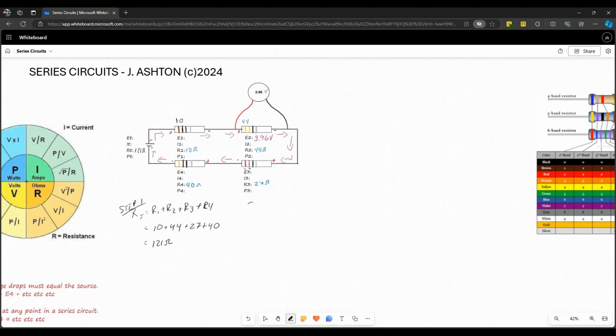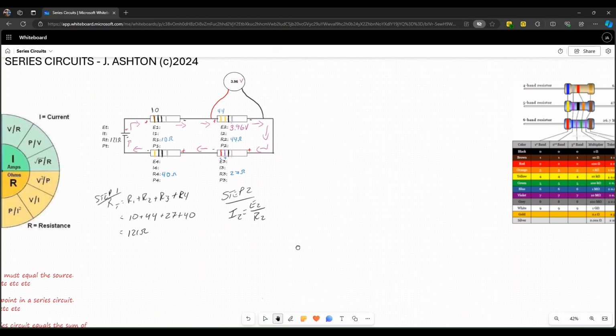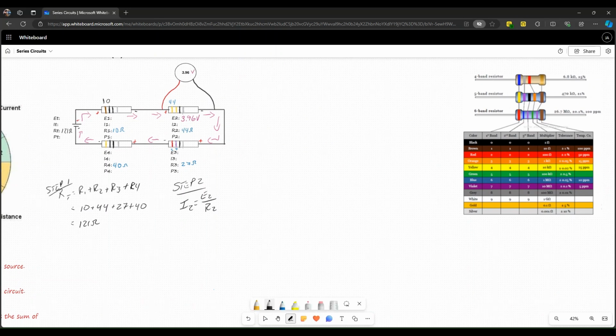So step 2 for me is going to be, let's find I2. The current at resistor 2 is going to be equal to the voltage at R2 divided by the resistance, right? I equals E divided by R. That is just your Ohm's Law formula. Let's bring this over. If you want to find current, I use the letter E, but same thing, V divided by R will give you current. Okay, so back to this.